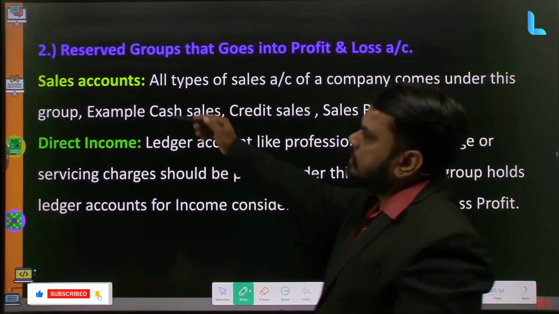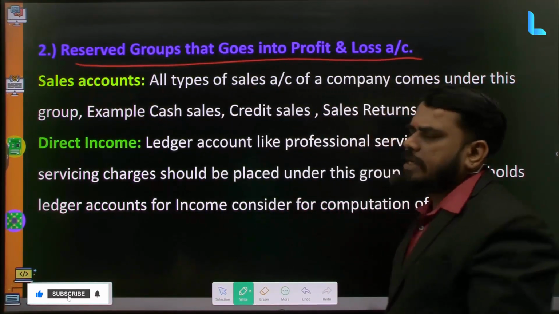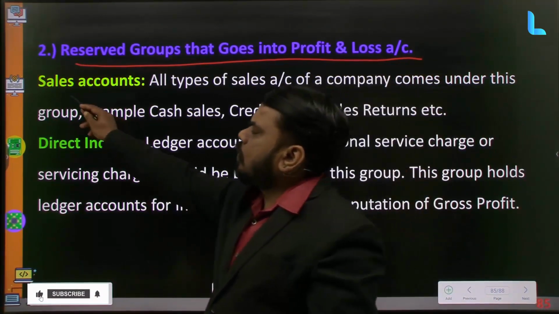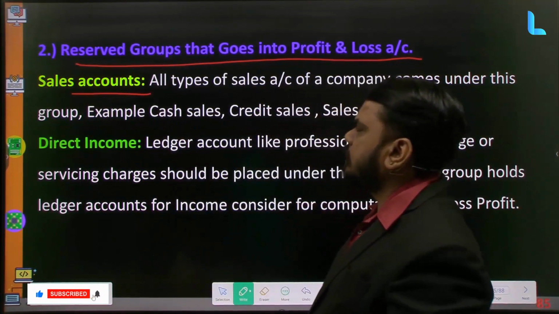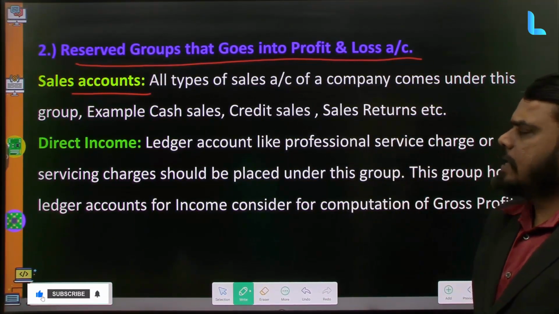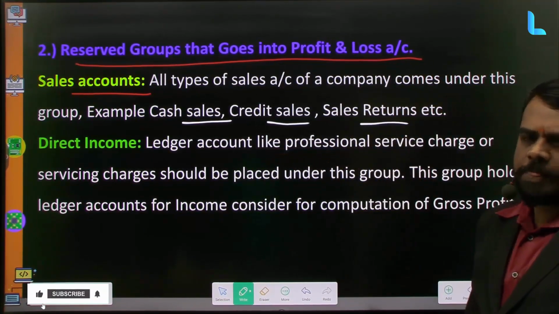The next are the reserve groups, which go into the profit and loss account. Under this, the first account group is called the sales account. All the sales account ledgers are placed under this account group. Examples of this are cash sales, credit sales, sales returns, etc.